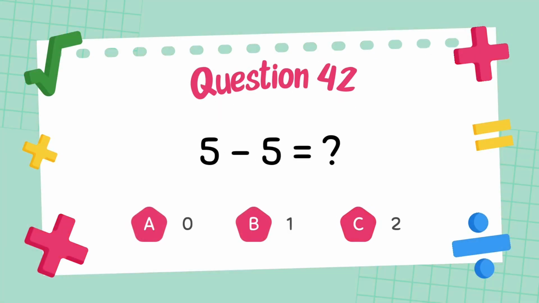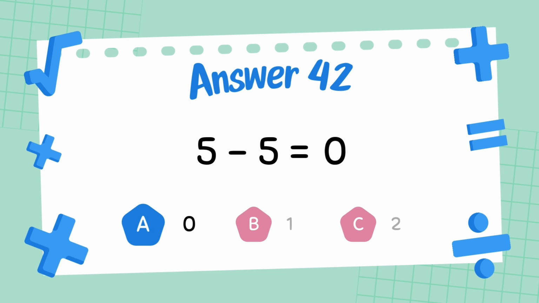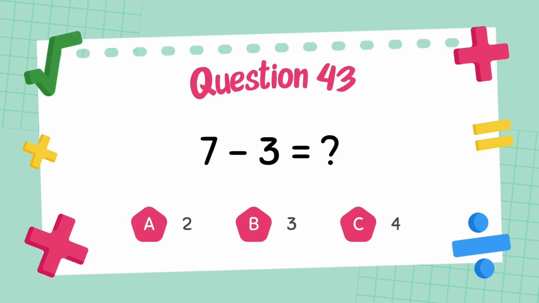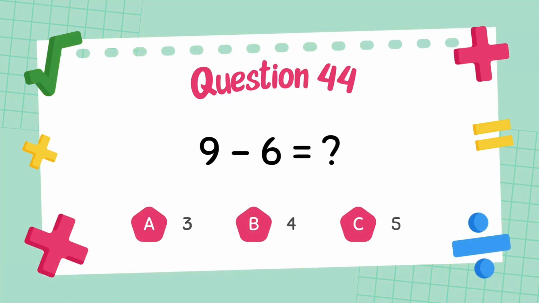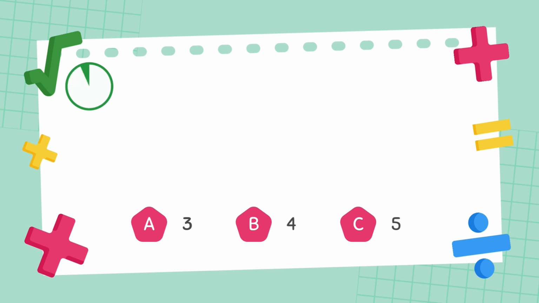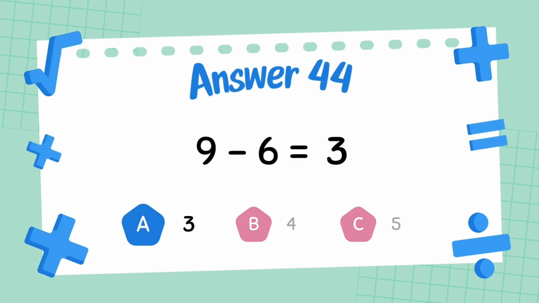What is 5 minus 5? The answer is 0. What is 7 minus 3? The answer is 4. What is 9 minus 6? The answer is 3.